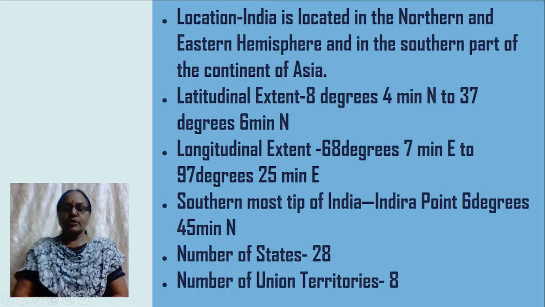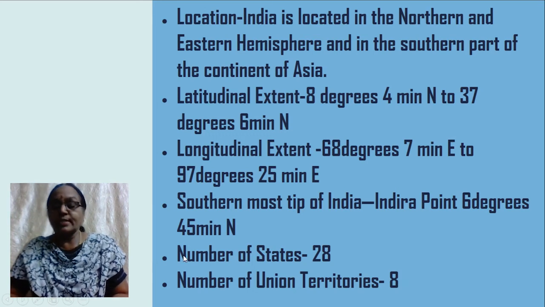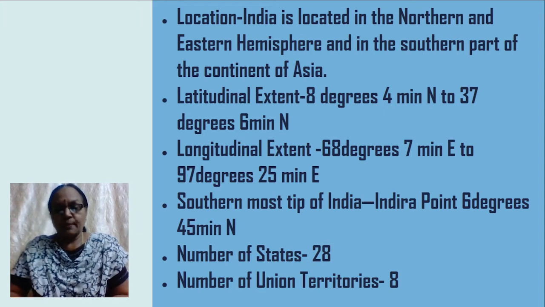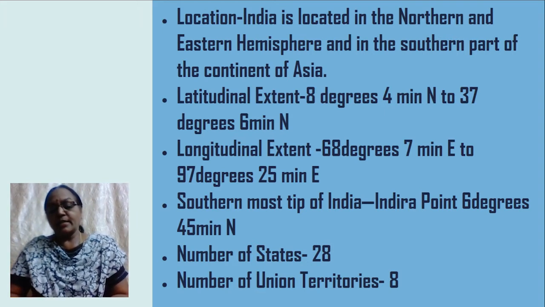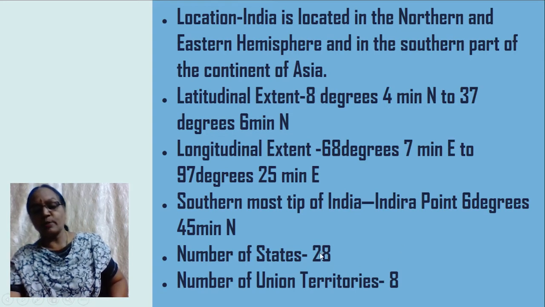Now, the southernmost tip of India is Indira Point, which is 6 degrees 45 minutes north. The number of states in the Indian Union is 28, and the number of union territories is 8. That is after Jammu and Kashmir was made into a union territory.